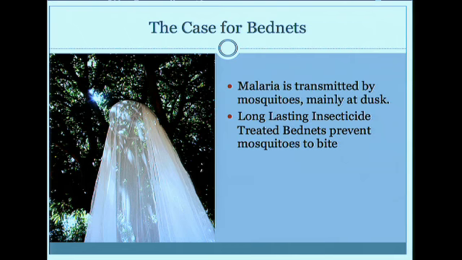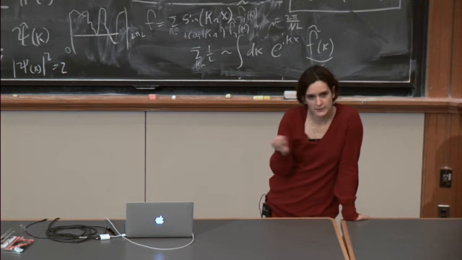As we discussed, malaria is transmitted by mosquitoes, which carry the parasite from an infected person to an uninfected person, mainly at dusk. So sleeping under a bed net, particularly one which has insecticide woven into the fiber of the bed net, is an effective way to prevent mosquito bites and therefore to prevent the transmission of malaria.